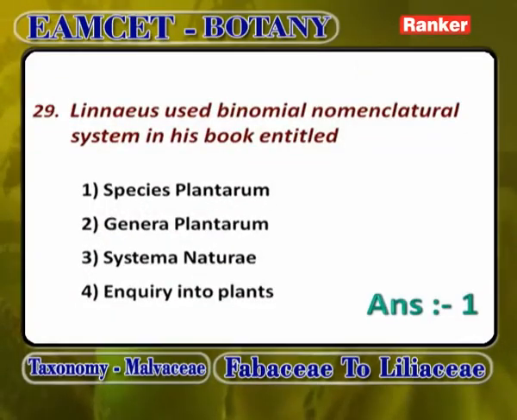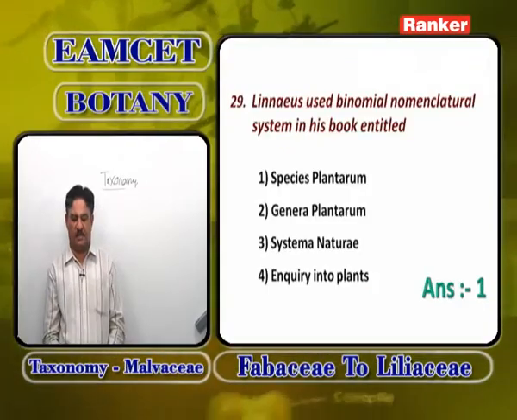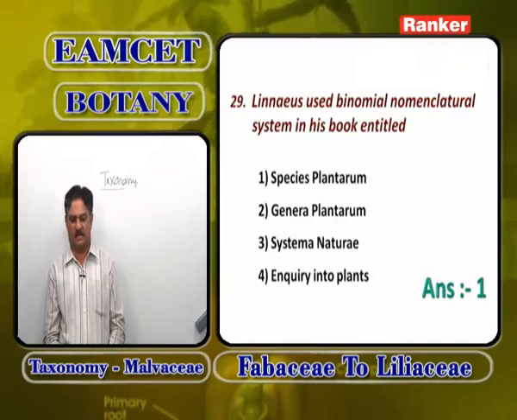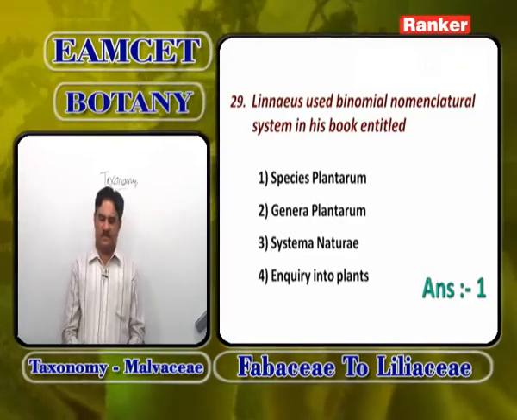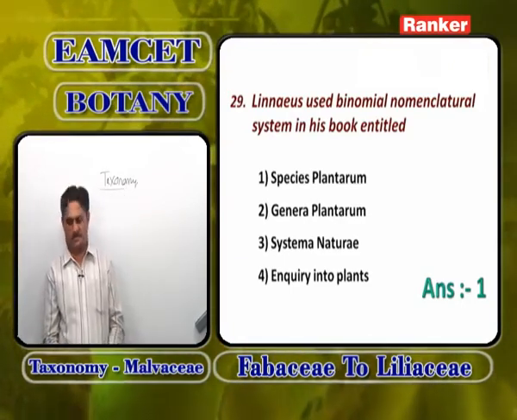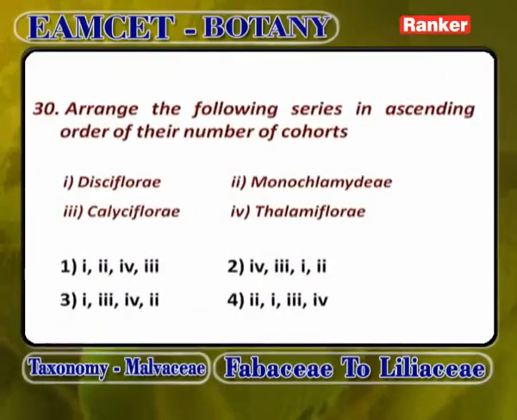Now, Linnaeus used the binomial nomenclature system in his book called Species Plantarum. Genera Plantarum is written by Bentham and Hooker. Systema Naturae is written by Linnaeus, but not for plants, it is for animals. Enquiry into Plants is written by Theophrastus. So the answer for this is Species Plantarum, the first option.